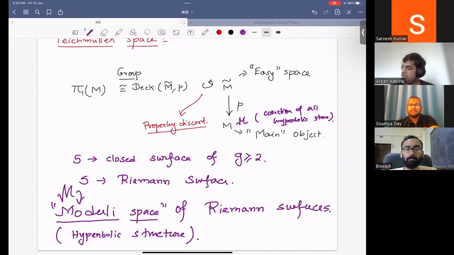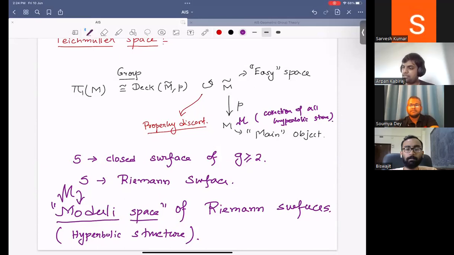Okay. So, this is my space that I want to study. This has a lot of importance. Once Yuri Ivanovich Manin said that any problem in mathematics is somehow related to some study of the moduli space of Riemann surfaces. So it's that important. This is our study.